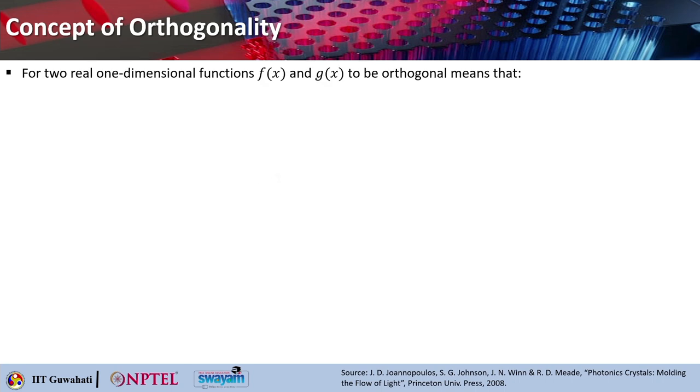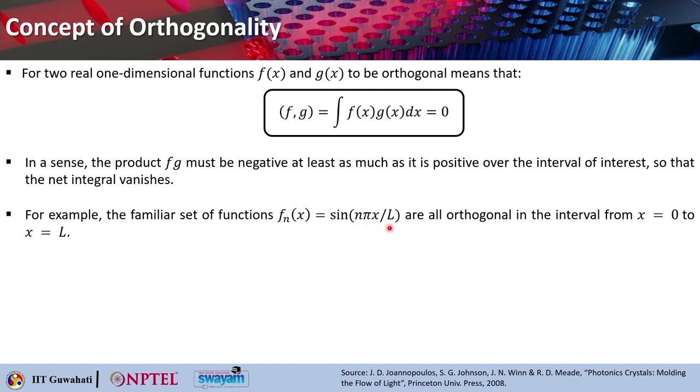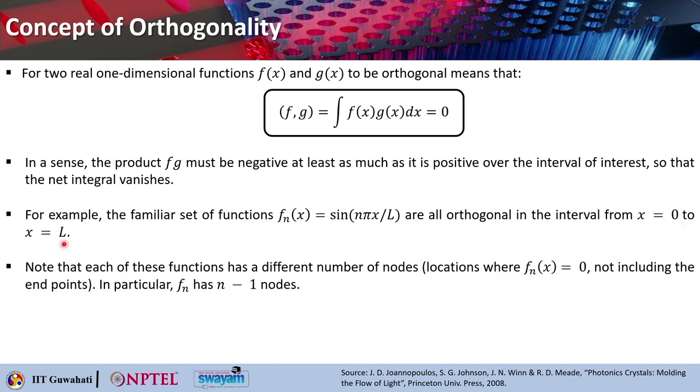Now let us introduce the concept of orthogonality. For two real one-dimensional functions f(x) and g(x), they are orthogonal if the inner product of f and g, the integral of f(x) g(x) dx, equals 0. In a sense, the product fg must be negative at least as much as it is positive over the integral of interest, and then only it can become 0. For example, take a familiar set of functions f_n(x) equals sine of n pi x over L. They are all orthogonal in the interval from x equals 0 to x equals L. Over the integral, some part of the function has to be positive and some part negative, and only then can the net integral vanish.